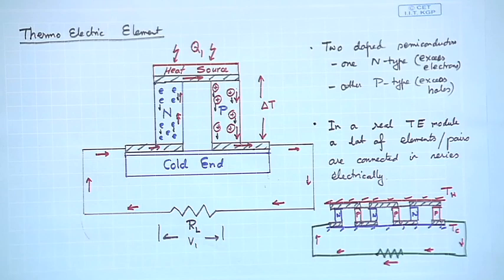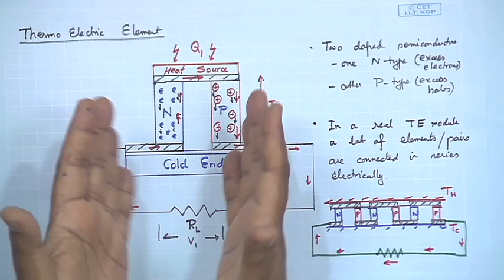Okay. So, then in reality, this is how it works. A thermoelectric module will have a bunch of these pairs or elements connected in series in this manner. Okay. And thereby, we will get an appreciable amount of current flow and voltage across it. Clear?